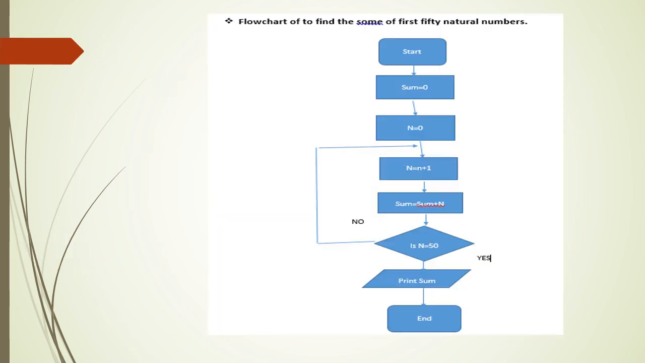Here you see an example of a flowchart. This example shows the sum of the first 50 natural numbers. Firstly, the oval starts the flowchart. Second, sum is equal to 0, n is equal to 0, n is equal to n plus 1, and sum is equal to sum plus n, where n means natural numbers. If the condition is true then it prints the sum, and if the condition is false it returns to the n equal to n plus 1 step. Similarly it continues, and at the end it prints the sum and ends the flowchart.